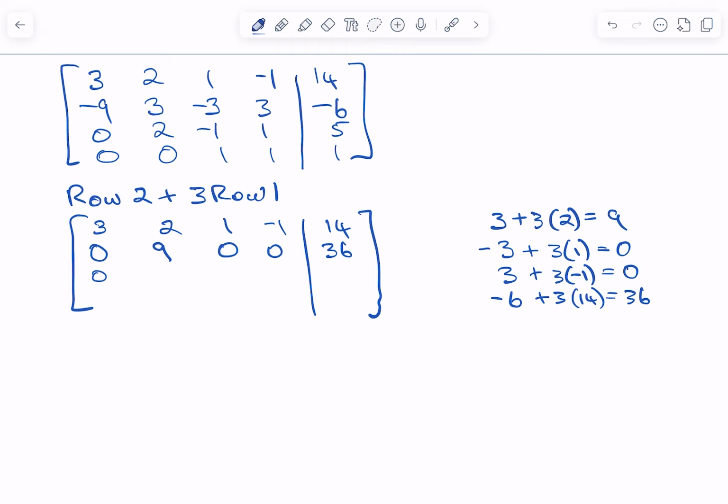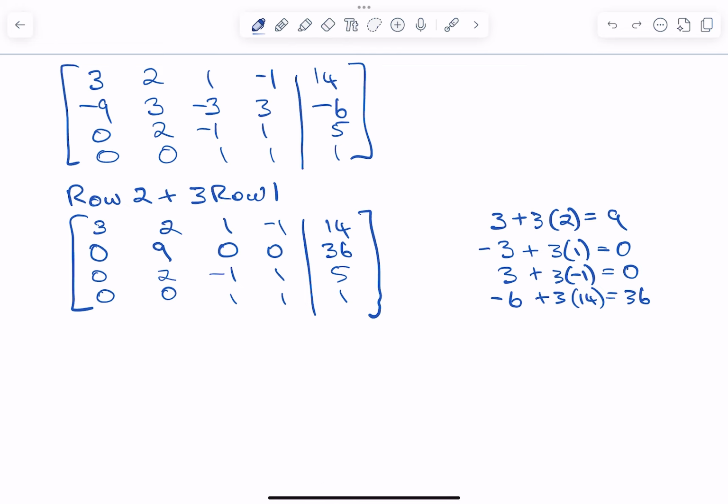We leave row 3 and row 4. And the reason we leave them is because their column 1 elements are already zeros. I don't need to do any work there. So the first column is already in upper triangular form. We can now move on to column 2.